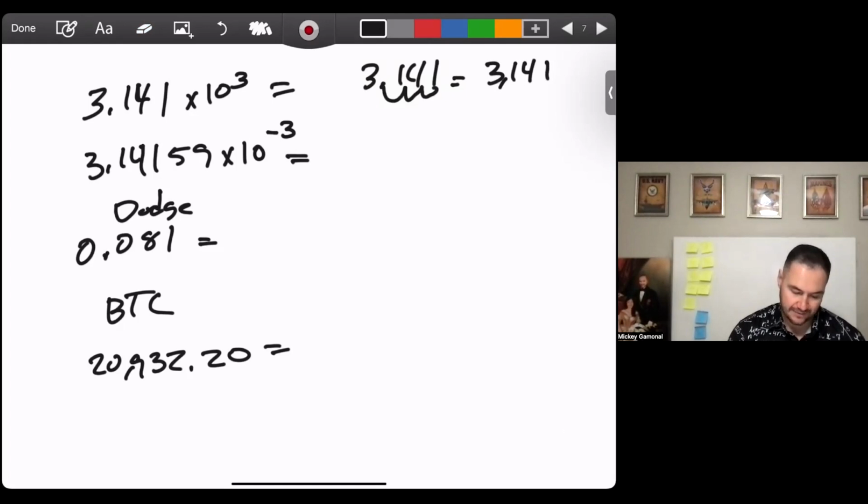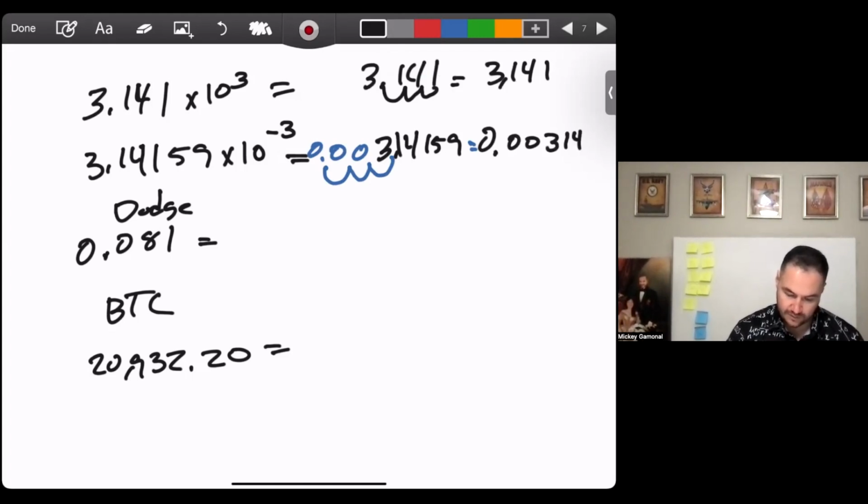3.14159, 10 to the negative third. 10 to the negative third, the number is going to get smaller, right? To the negative third. So we're going to move that decimal to the left. 1, 2, 3 times. And we get 0.00314159. And usually you would just stop it after 3 numbers. It's usually good.